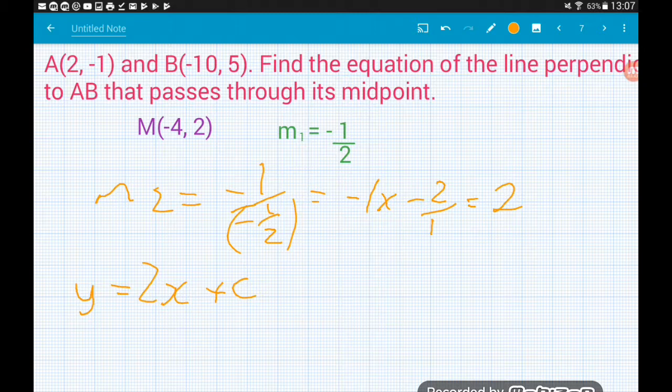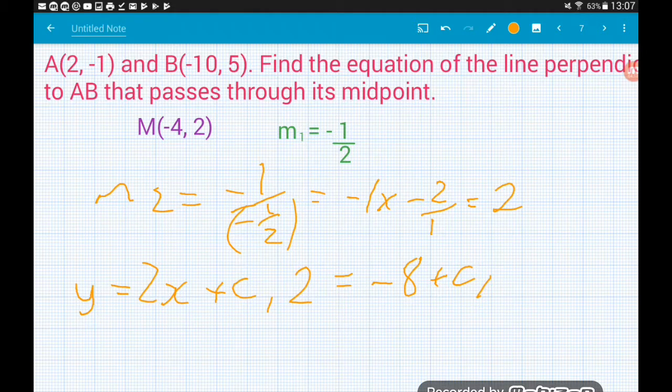So we know a pair of coordinates that this line has to pass through. It has to pass through the point M, which is the midpoint of AB. So point M has coordinates x equals minus 4 and y equals 2. So if we shove that into y equals 2x plus c, we're going to get 2 is equal to 2 times minus 4, which is minus 8, plus c.